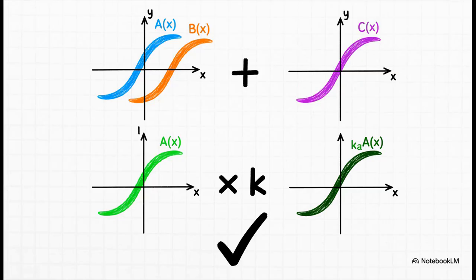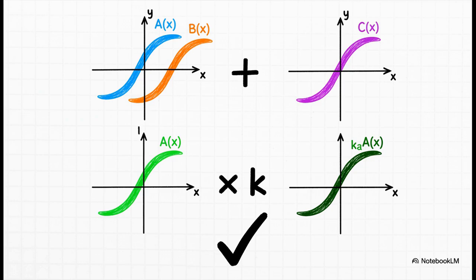So let's check this against our rules. Can you add two functions, say a of x and b of x? Yep, and you just get a new function c of x. Can you multiply a function by a number to scale it? Of course. Well, since they play by both rules, boom, this set of functions forms a vector space. That means every single one of those functions is, by definition, a vector.